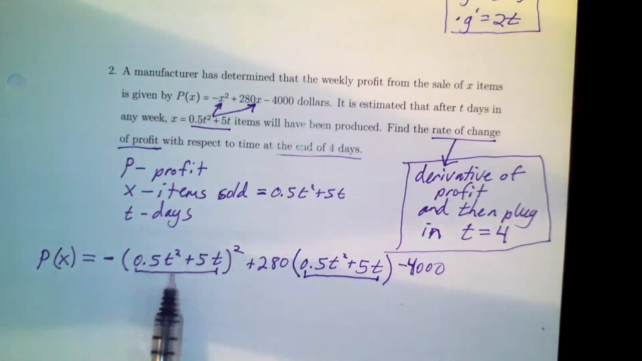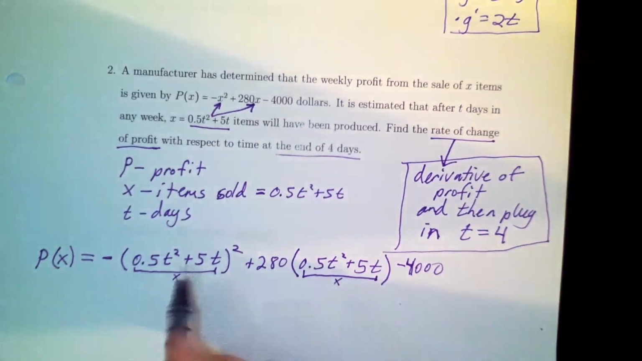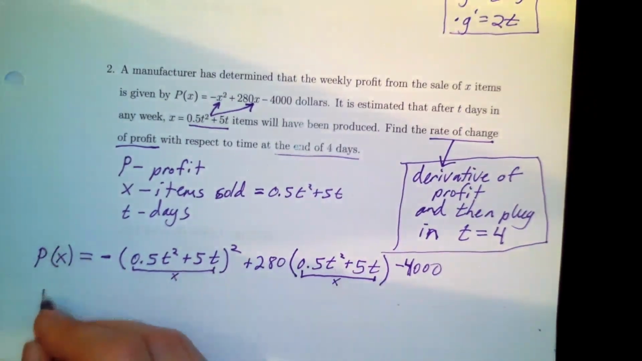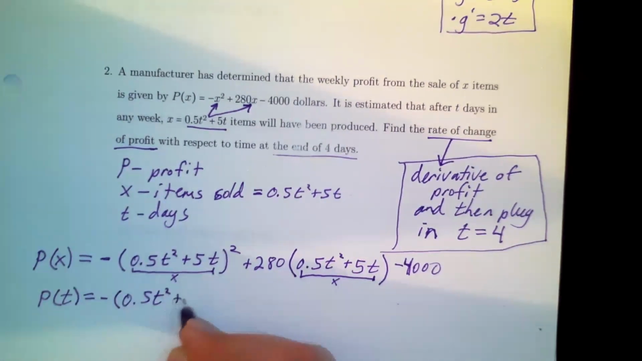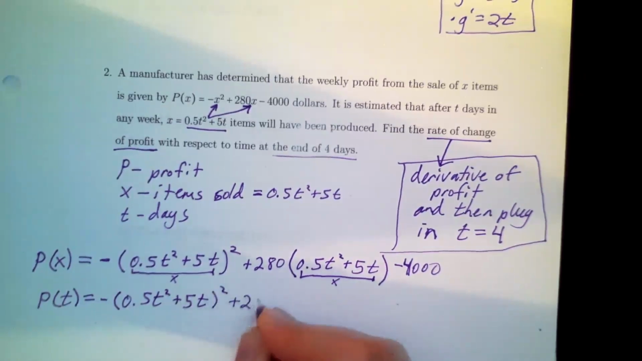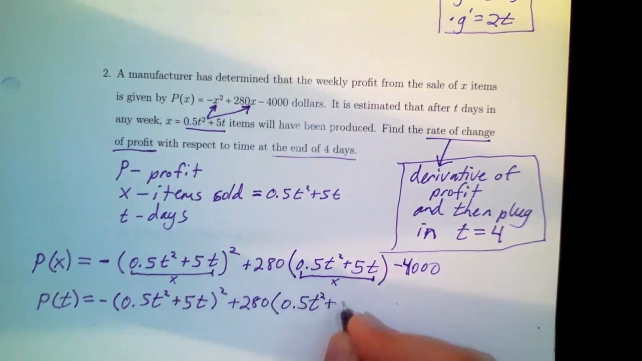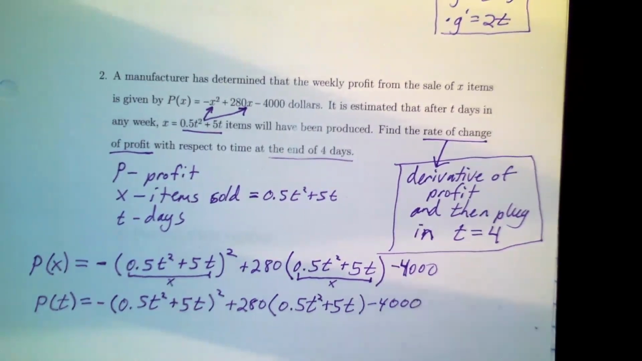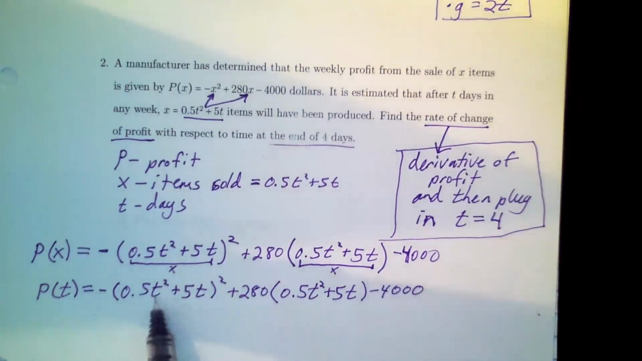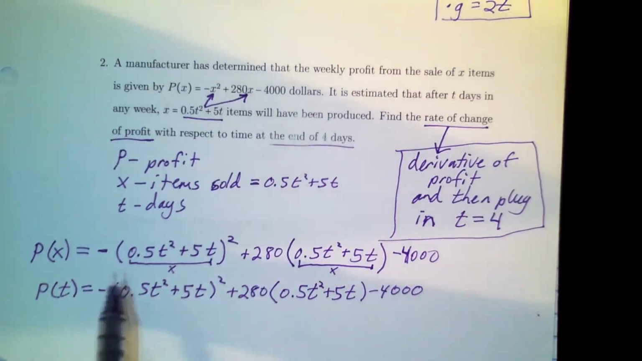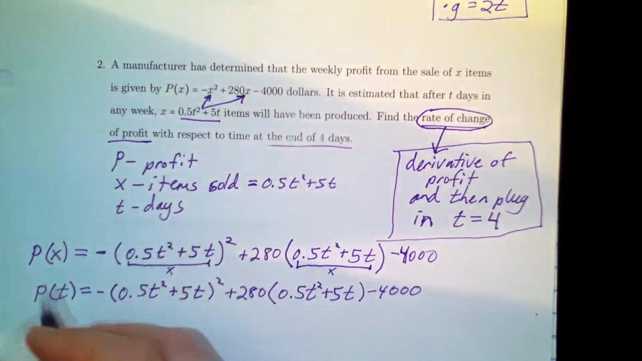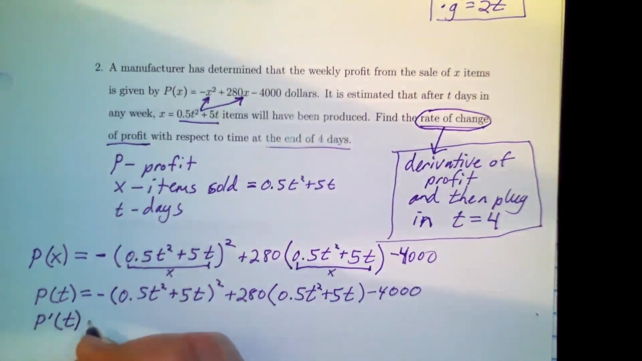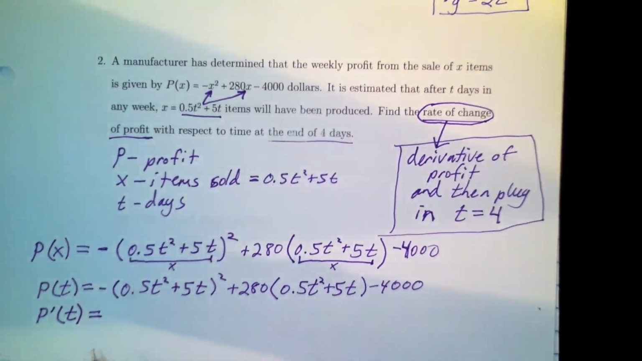And what am I supposed to do with this? As soon as I plugged in that formula for my x's, now my variable is t. So it's no longer P of x. I now have my profit function written in terms of t. So we're getting where we need to go. Let's pretend for a second that I took t equal 4. I can plug it in here now and get the profit after 4 days, because now profit is a function of t. But since they're asking for the rate of change of profit, I have to take the derivative. So let's take the derivative of P.